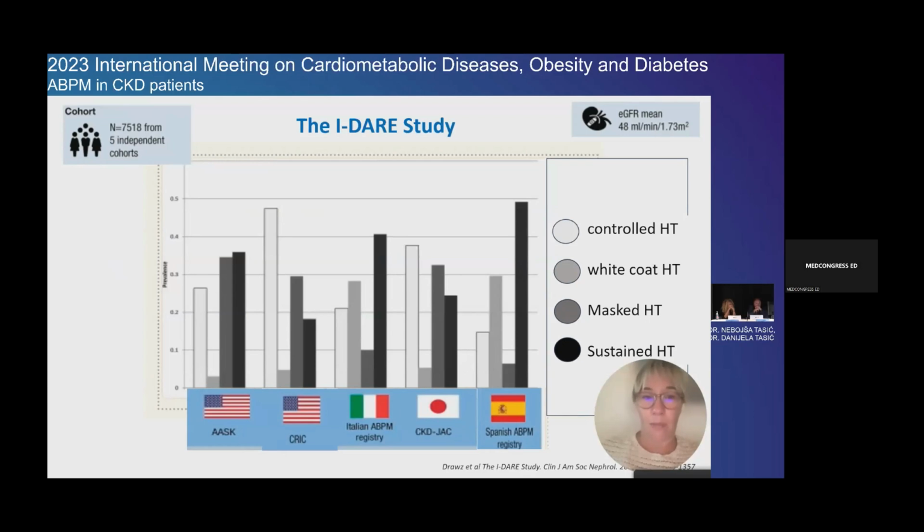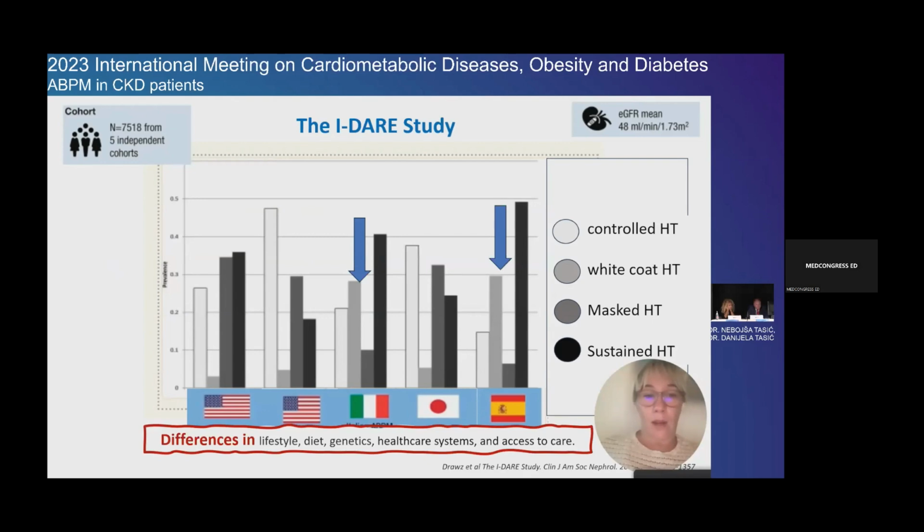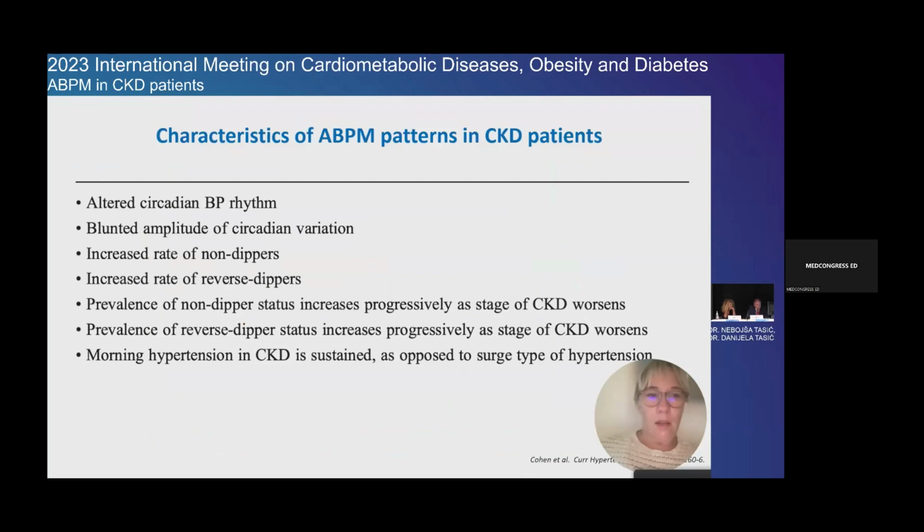There is a clear difference in the rates of control among those referred to nephrologists with mild to moderate CKD, unlike those taken care of by primary physicians and randomly selected from their registry. And there is a clear difference in sustained hypertension and rates of control between American and European cohorts. The authors of the IDEA study cite differences in lifestyle, diet, genetics, healthcare system, and so on. But I think the healthcare systems in the USA and Europe are quite different, and the accessibility of ABPM is very different in the States and in the European Union.